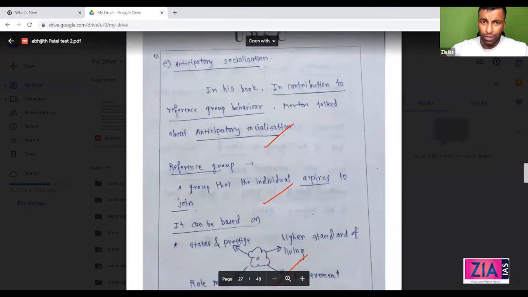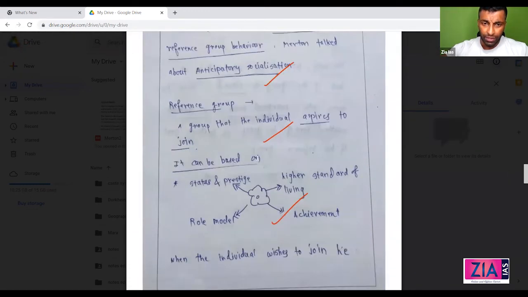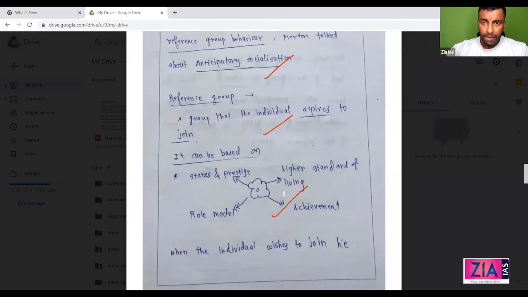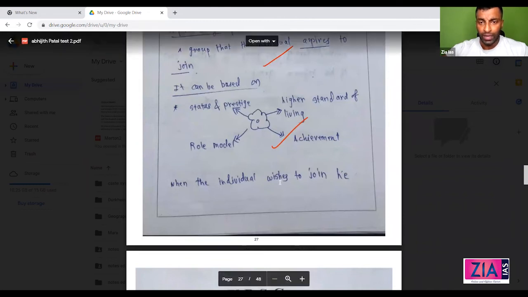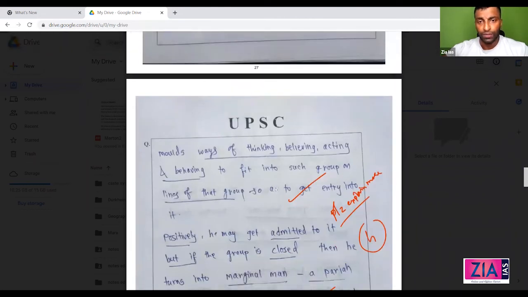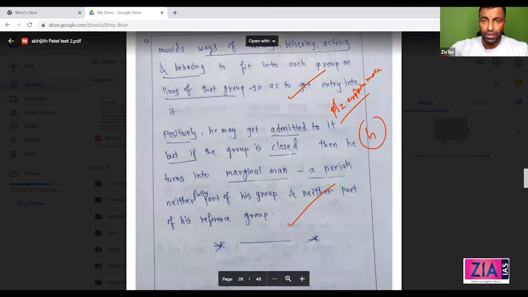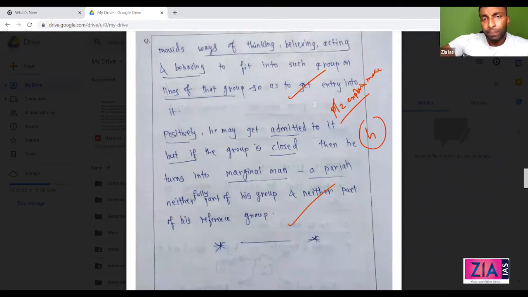But talk about the reference group here, the positive reference group and negative reference group, and the examples for each, and trying to become one among them. That is what anticipatory socialization is, and then the functions of that and the dysfunction, I think you have mentioned here, or the function also.